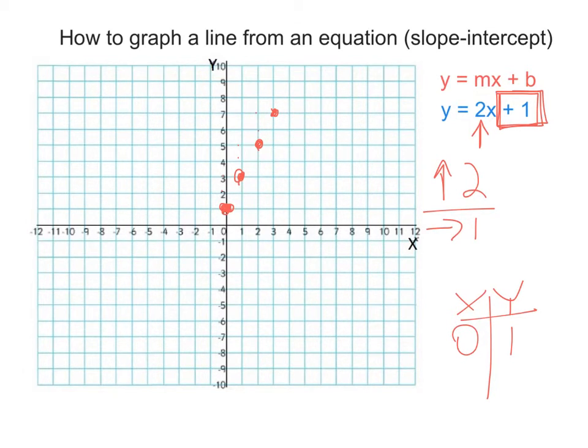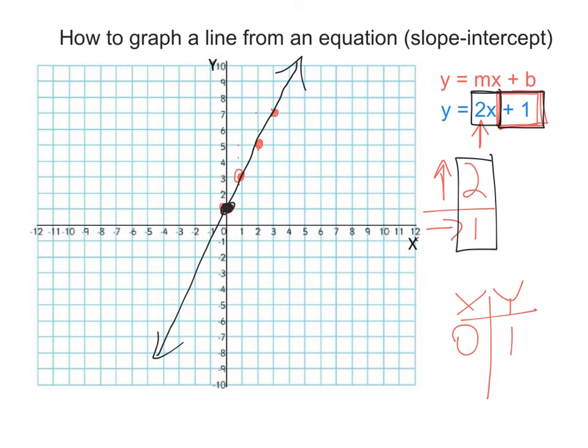So I don't actually need to plug in any values for x. I just look at the last number in my equation to tell me where I'm starting, right on the y-axis, and then I use my slope to tell me where to go, up 2 over 1, up 2 over 1. Always remember to connect your dots with a ruler, and that is the graph of your line.